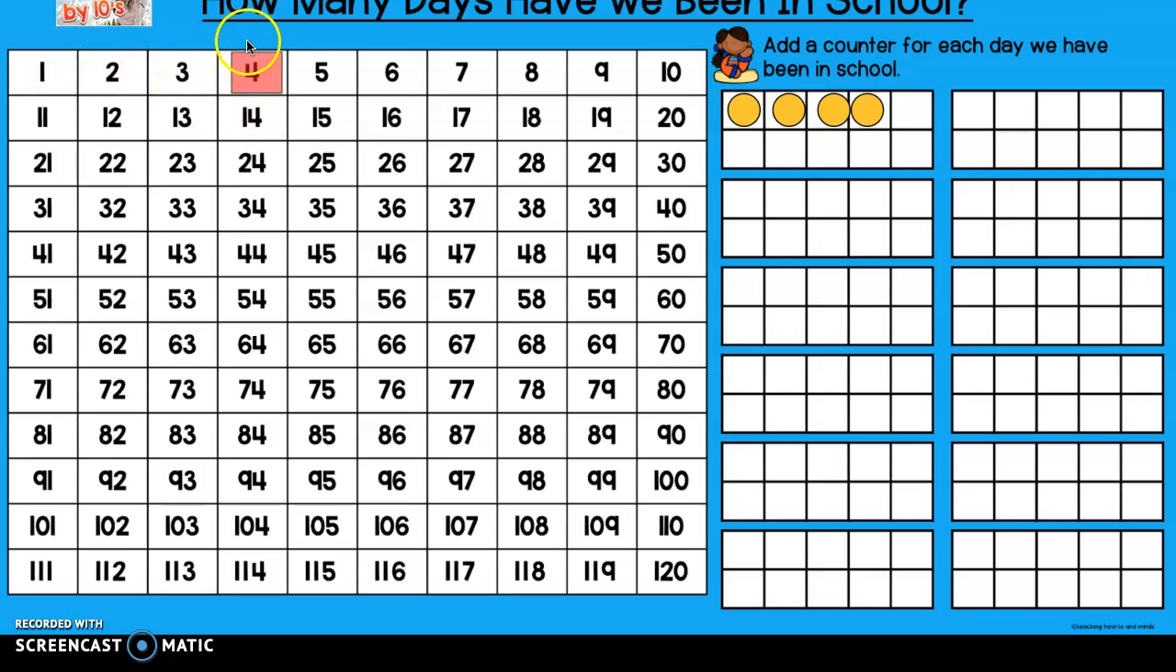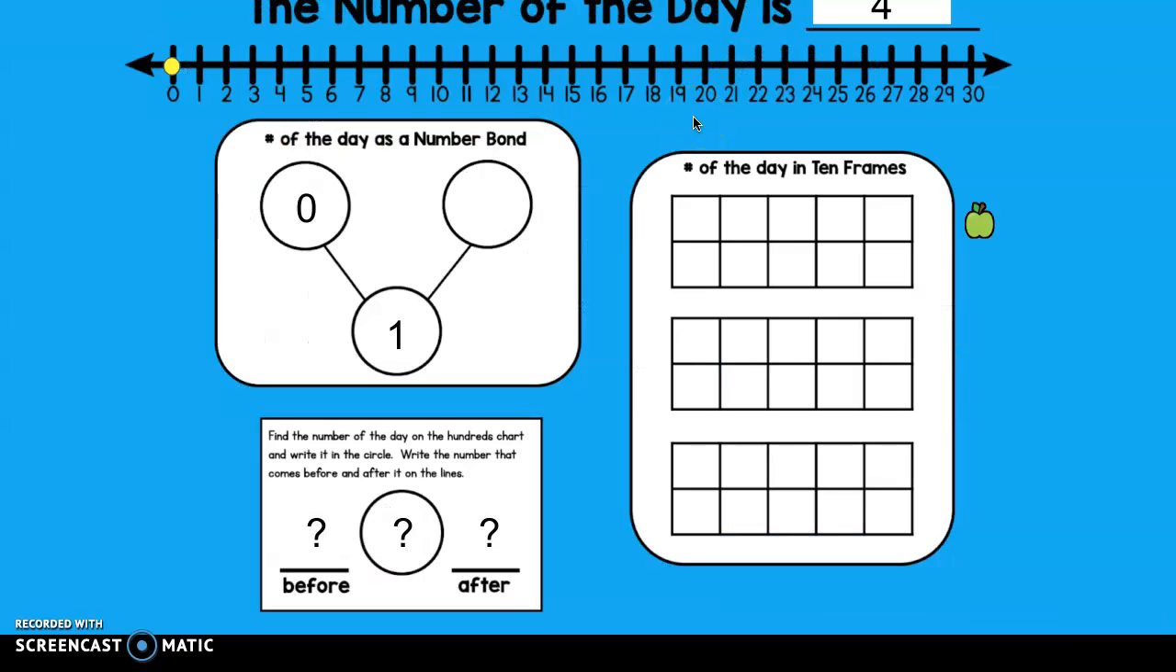So I dragged this little red slide to show that we've been in school for 4 days. And then I added another counter to our 10 frame. And so boys and girls, this is a 10 frame. And a 10 frame is one way that we can represent a number. So we are going to practice working on that by representing how many days we've been in school. So how many days does the 10 frame tell us we've been in school? You can count it. 1, 2, 3, 4, right? 4 days. Good.